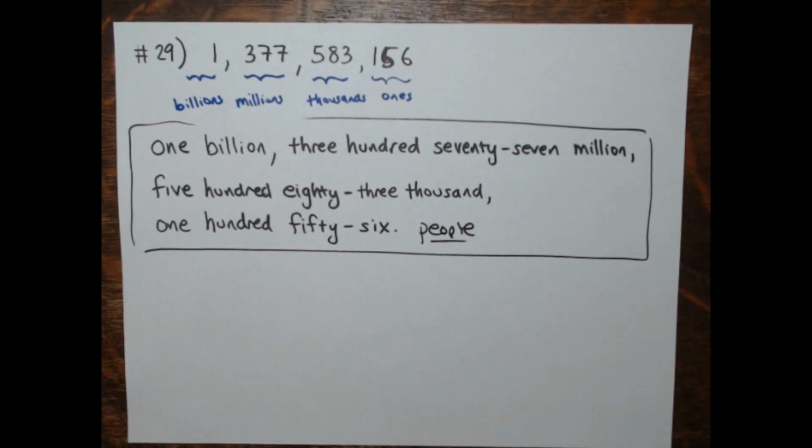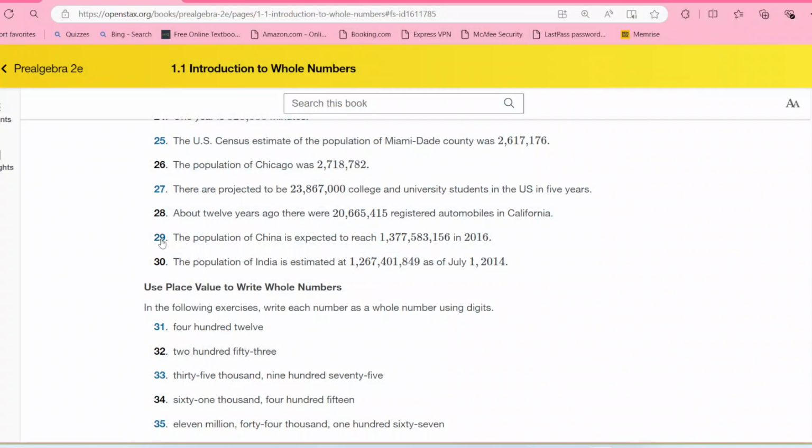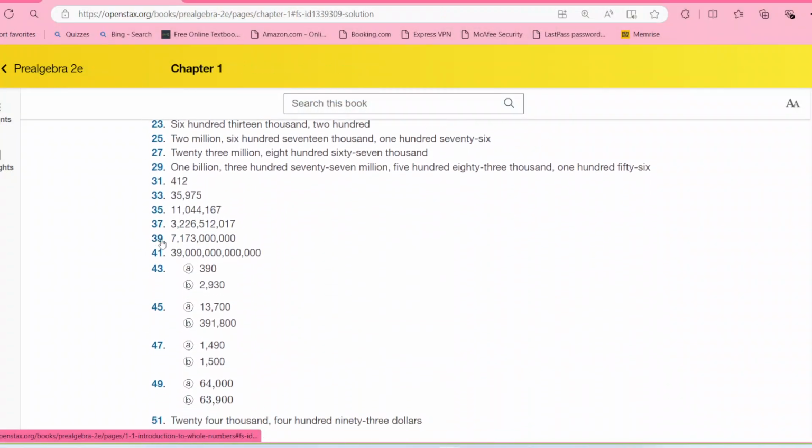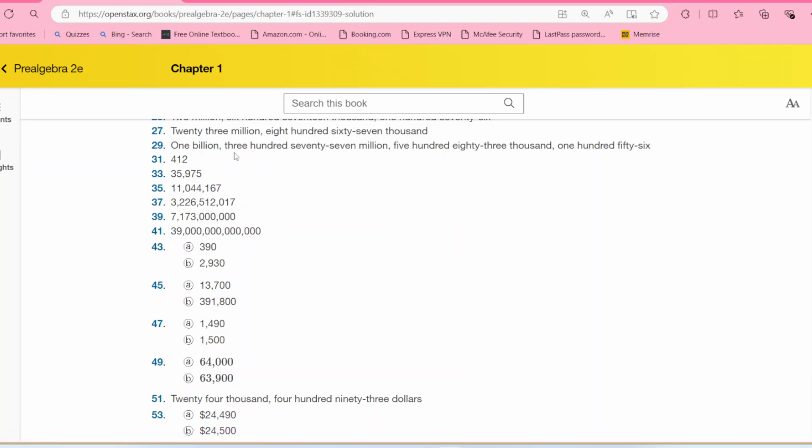And once again, last odd numbered problem here. Might as well check. Number 29, 1,377,583,156. Exactly what I had written.